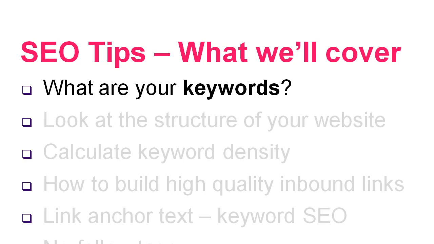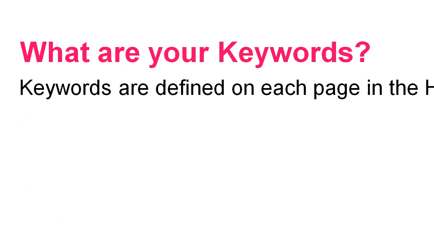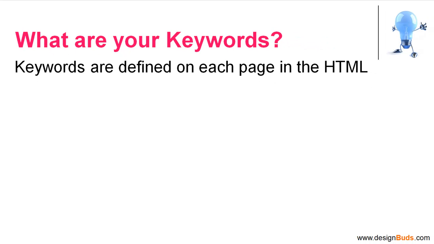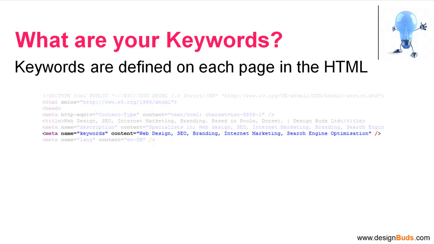So let's move on to your keywords. What are they, and how do you find out where they are? Each page on your website has keywords that are defined to that page that you can set in the HTML. The HTML is basically the hypertext markup language that makes up your website. It's what your internet browser, Internet Explorer, Firefox, will see.